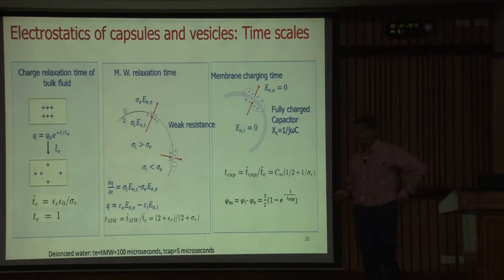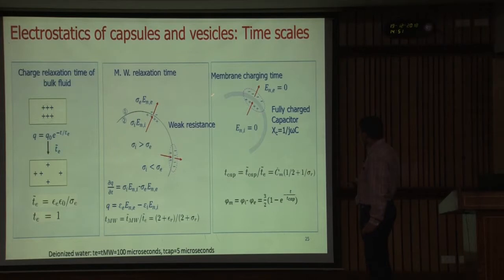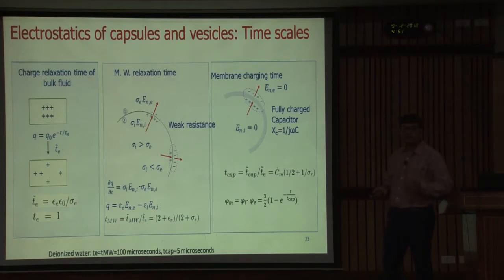Okay. Now, if you look at aqueous phases, this Maxwell-Wagner relaxation time, even for deionized water, is around 100 microseconds. Now, what happens if you have a membrane? The membrane is typically a dielectric, so you can imagine a thin spherical capacitor. And as you know, a capacitor gets charged over what is called the charging time of a capacitor, which I call T cap here, and it depends on the capacitance of the membrane.